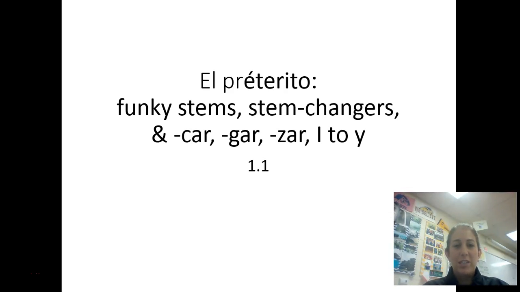Hola mis estudiantes. Today we're going to be talking about all of our other preterite conjugations, such as funky stems, stem changers, cargar-zars, and I to Ys.